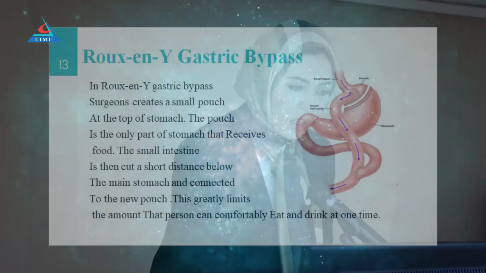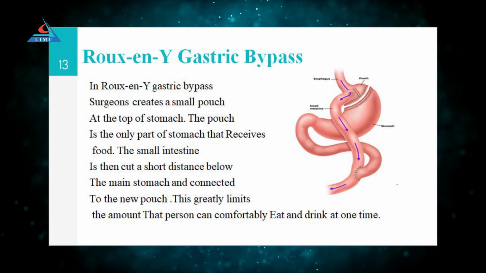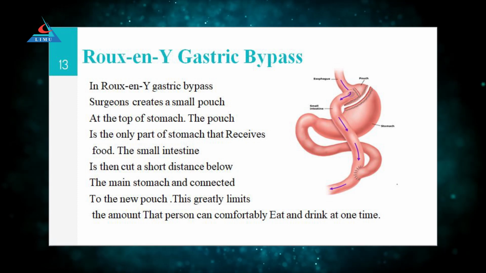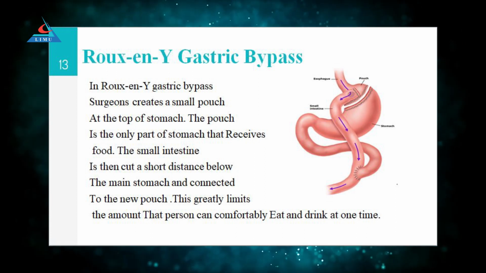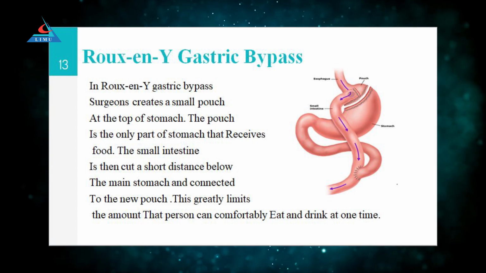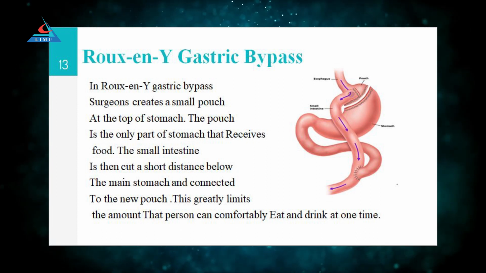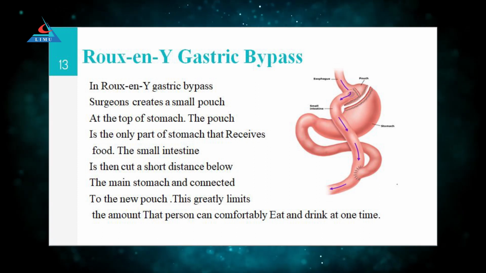In bariatric surgeries, the procedure is typically performed laparoscopically, which involves inserting small instruments through multiple small incisions in the upper abdomen. This is one of the most common restrictive surgeries, Roux-en-Y gastric bypass. In Roux-en-Y gastric bypass, surgeons create a small pouch at the top of the stomach. The pouch is the only part of the stomach that receives food. The small intestine is then cut a short distance below the main stomach and connected to the new pouch. This greatly limits the amount that a person can comfortably eat and drink at one meal.